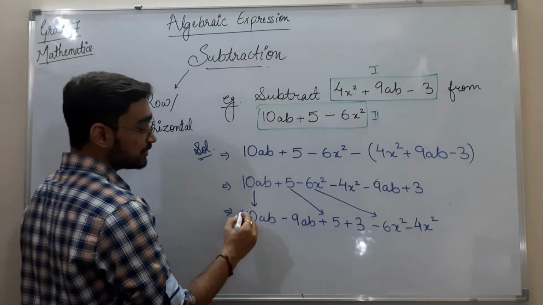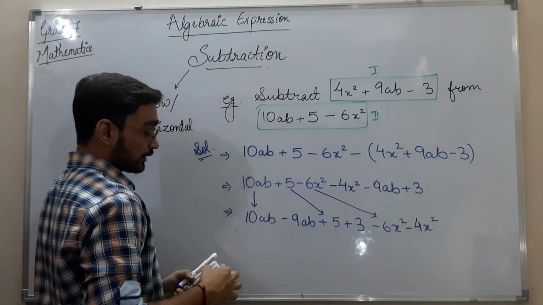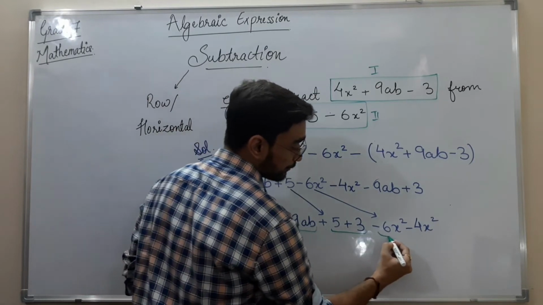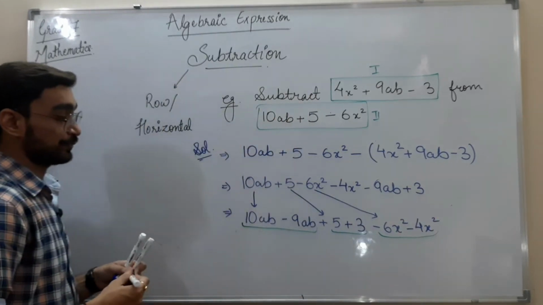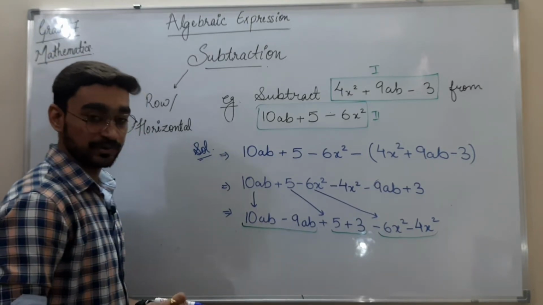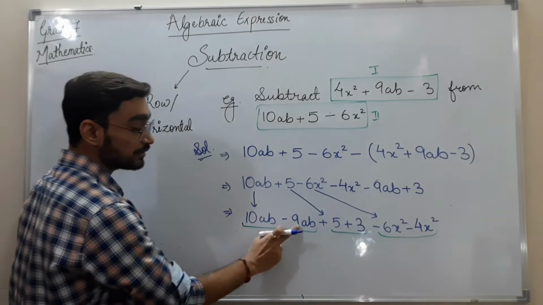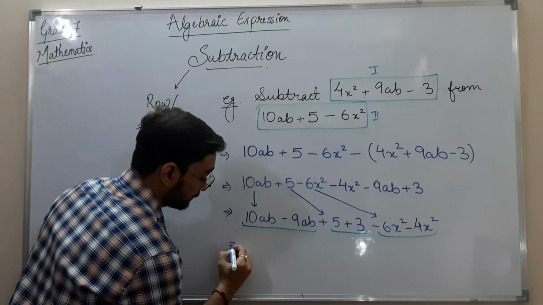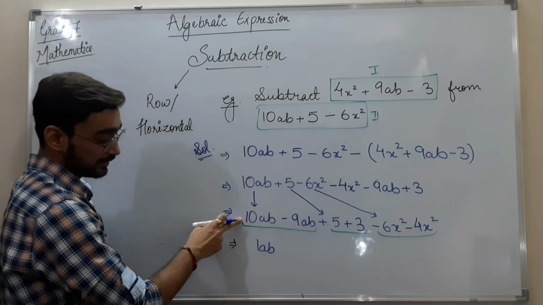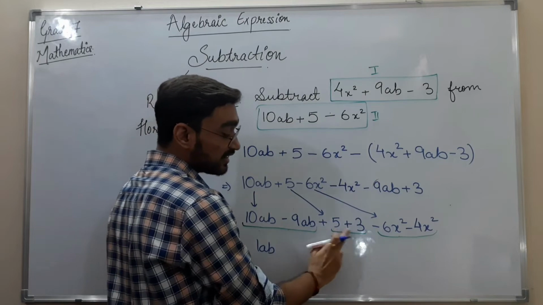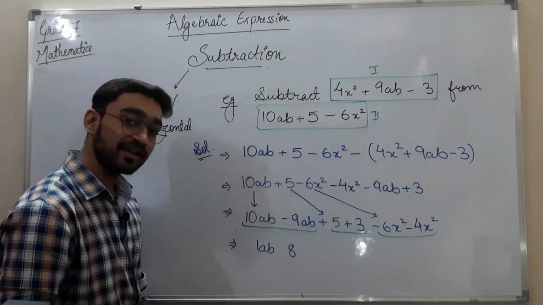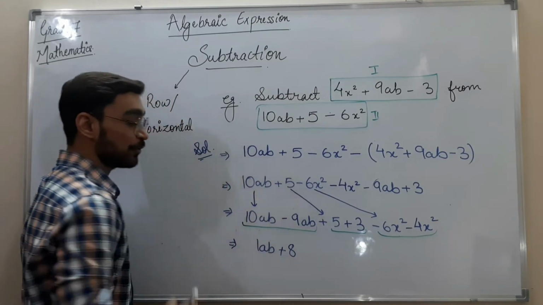Now I just want to do the mathematical operation between the like terms only. Let us see how we can do it. 10ab minus 9ab. So 10 minus 9 is how much? 1. So we can write 1ab. 1 will be positive because 10 is bigger. Plus 5 plus 3. 5 plus 3 is how much? 8. Will 8 be positive or negative? Positive. So I will put a positive symbol.